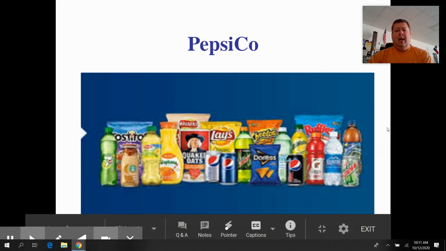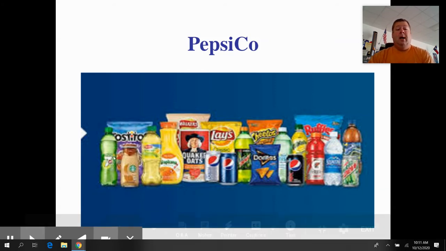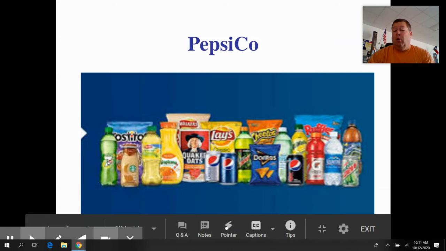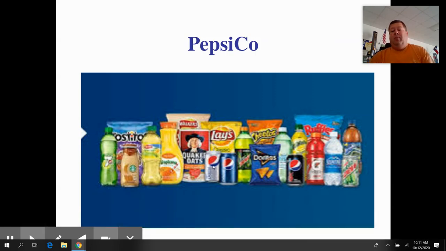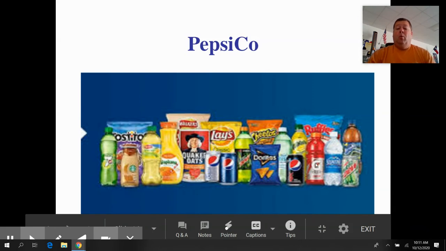We'll go on to Pepsi, a little bit better image here. PepsiCo: you see Quaker Oats, Lay's potato chips, Ruffles potato chips, 7-Up. Sprite is Coca-Cola; Pepsi is 7-Up. You also see Starbucks, Lipton tea, Tropicana orange juice. All these oligopolies have their own brands of products that are very similar to the other products, like Gatorade. Pepsi owns Gatorade, while Powerade is Coca-Cola, I believe.